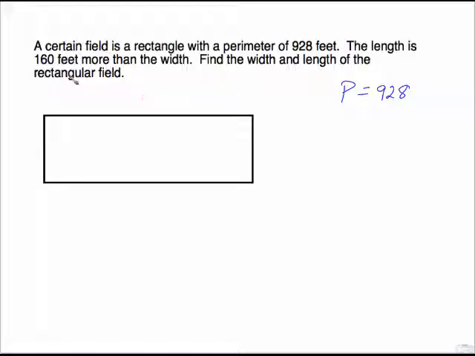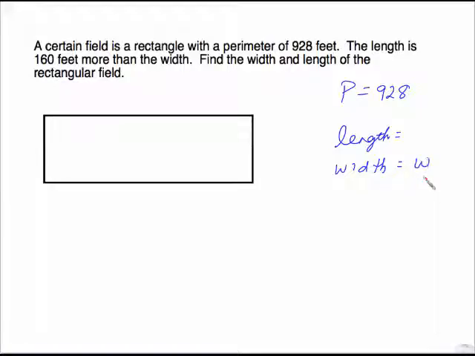Now, a certain field is a rectangle with a perimeter of 928 feet. The length is 160 feet more than the width. Now, if you took prep math, we taught you these in prep math, and this is the way I've always taught these. I say you need to come over to the side and name these variables. I don't want to use 2 variables because we can't solve equations with 2 variables.